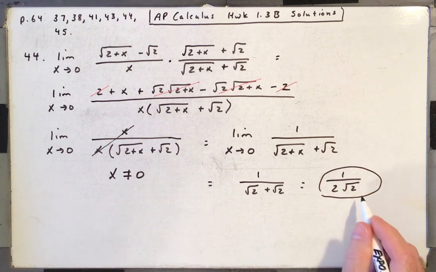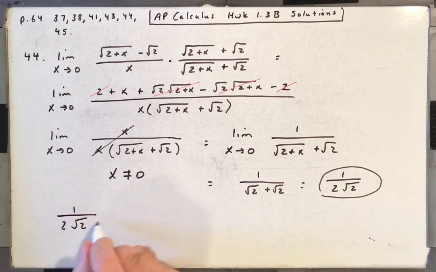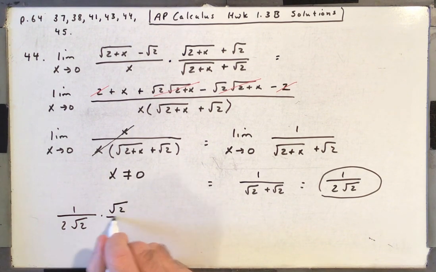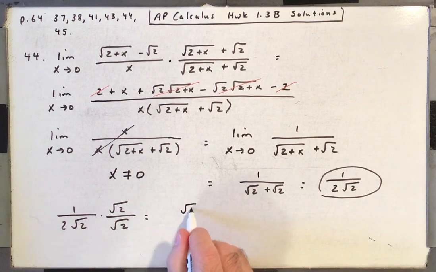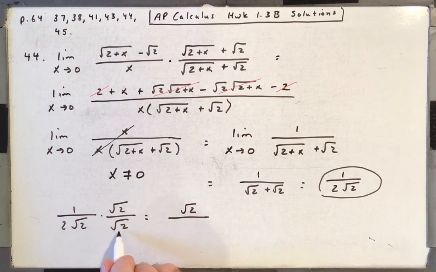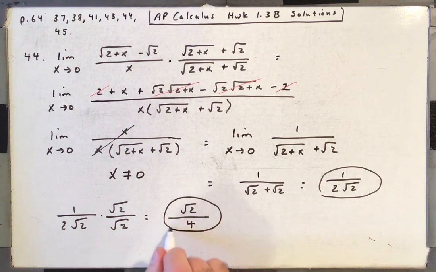Some teachers may make you rationalize that. So if you had to rationalize it, you multiply it by root 2 over root 2 to lift that radical. And that's going to be root 2 over root 2 times root 2 is 2 times 2 is 4. So the back of the book may go there or it may go there. I'm fine either place. Okay, let's do one more.